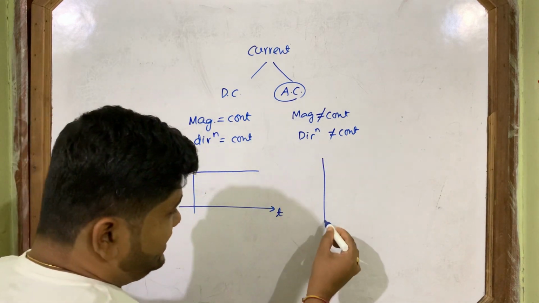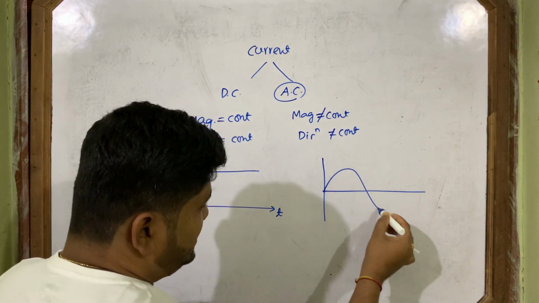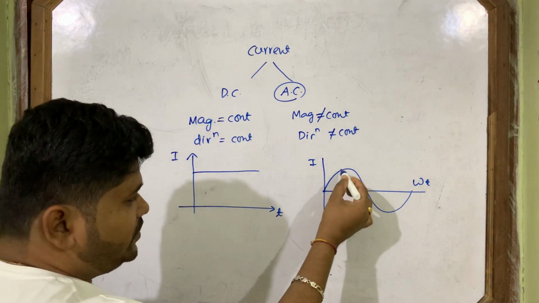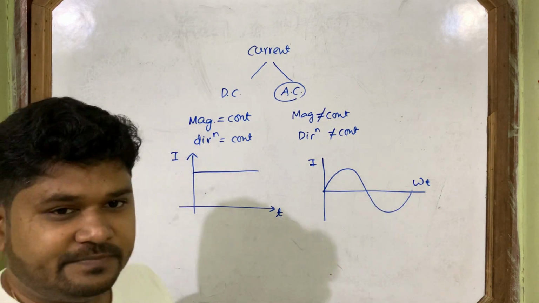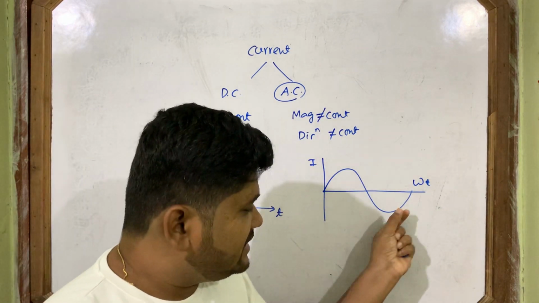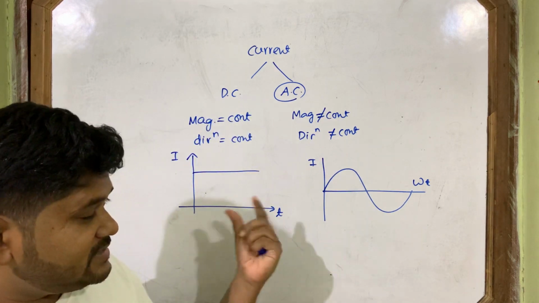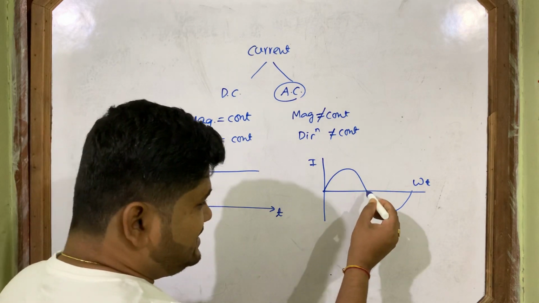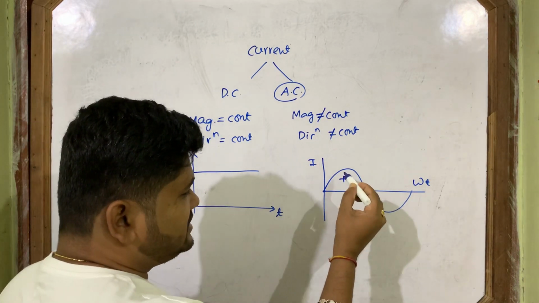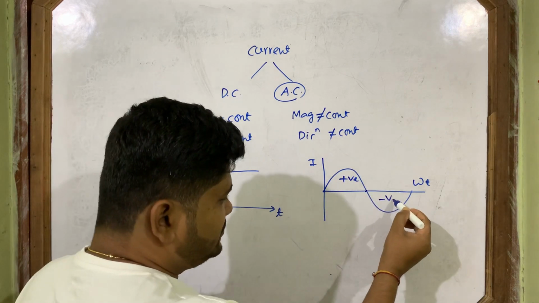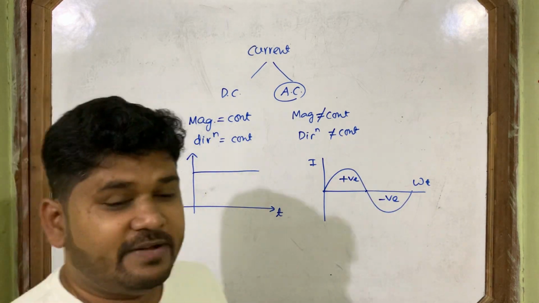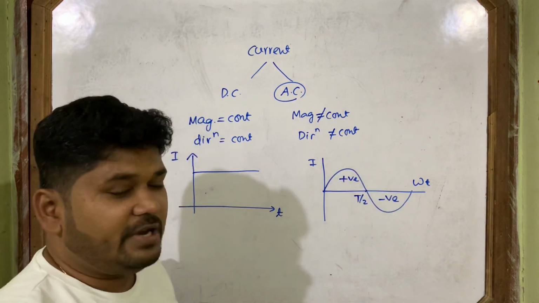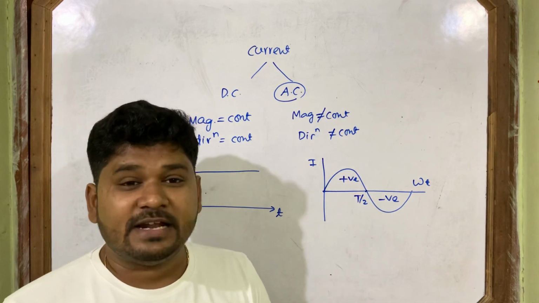I think I have drawn the graph. You just recall, I have drawn the graph like this, I versus omega t, where the current value always changes. It increases, decreases, again increases in negative, decreases like this. And what about direction? Direction changes after every half cycle. Up to this is called the positive half cycle, and this much is called the negative half cycle. So after every half time period, it changes its direction.